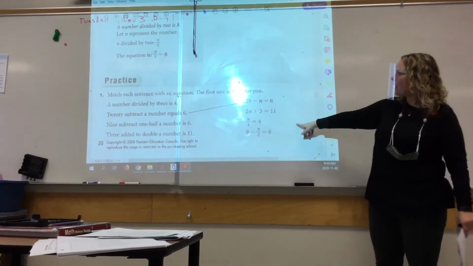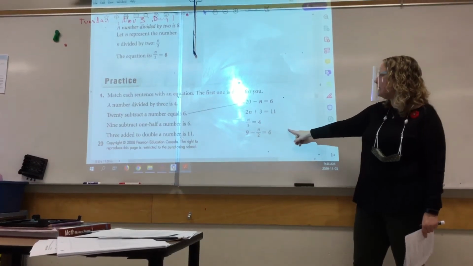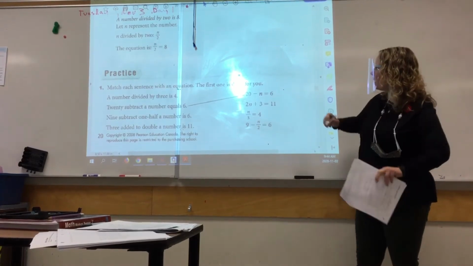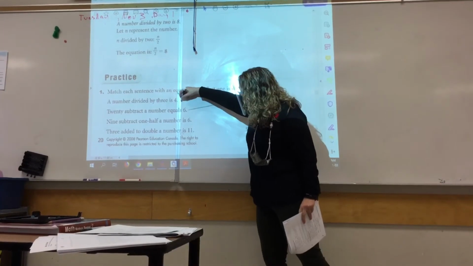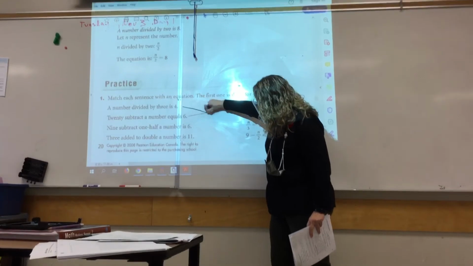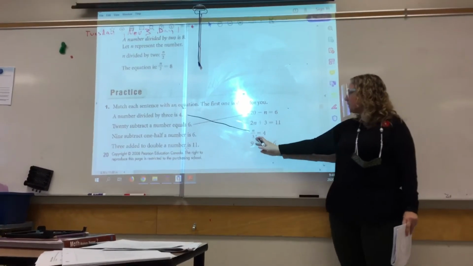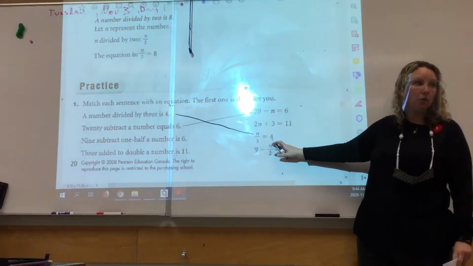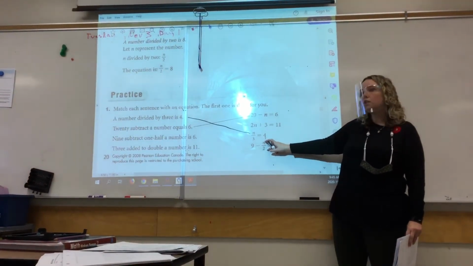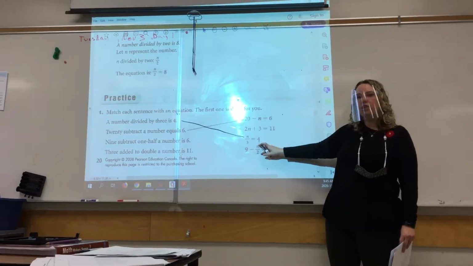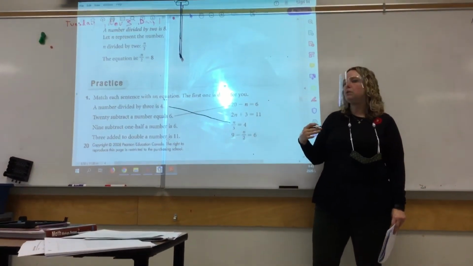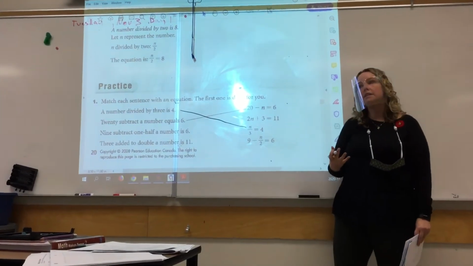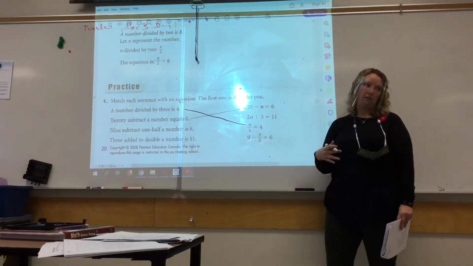So here, a number divided by 3 is 4. We're looking at this one right over here. You can draw a line from "a number divided by 3 is 4" because this is a number divided by 3, and then when it says "is 4," it equals 4. Just like when we were talking about large numbers early in the year, and I said that when you say the word "and," it represents a decimal. Now when we say the word "is," it represents an equal sign.